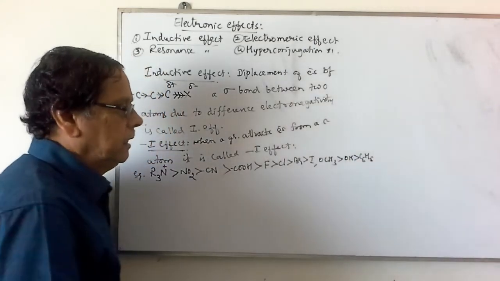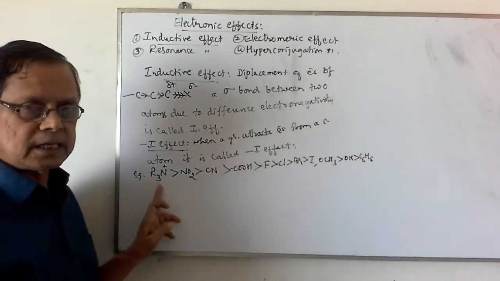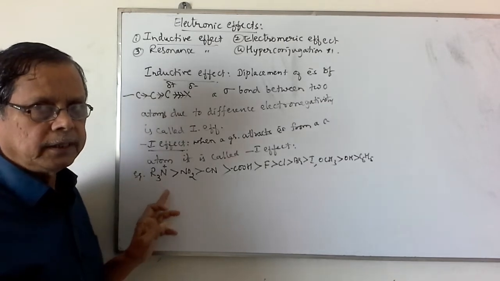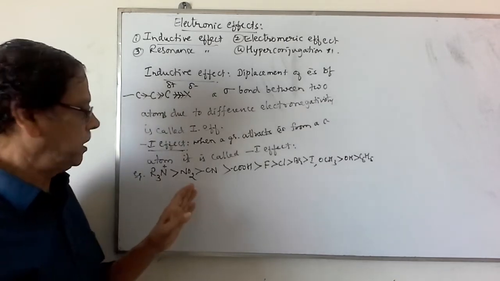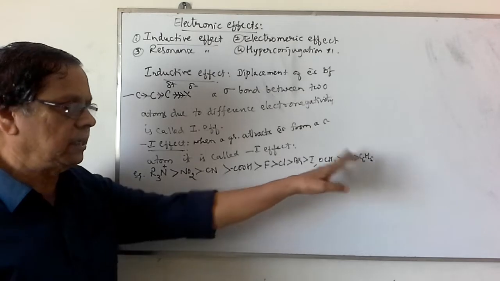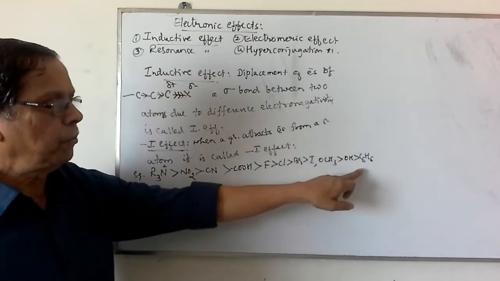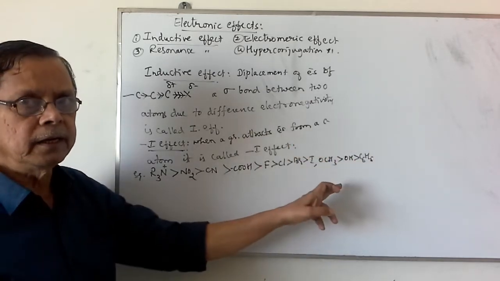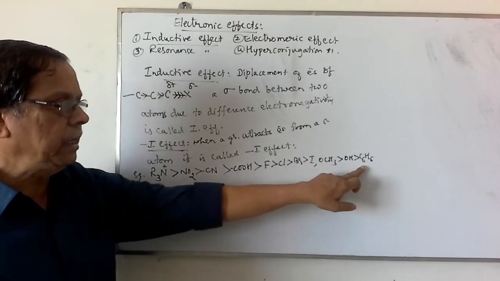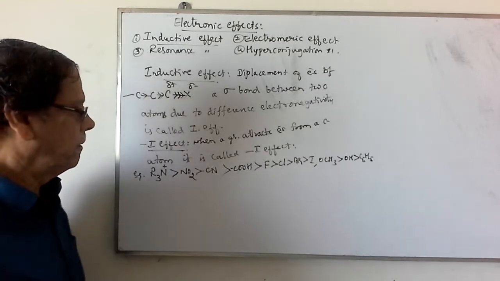That is, if there is a tertiary alkyl ammonium group, it is having more negative inductive effect than the nitro group, then CN, like that it is decreasing. Phenyl group is also having the negative inductive effect, but it is weak as compared to the various other groups.